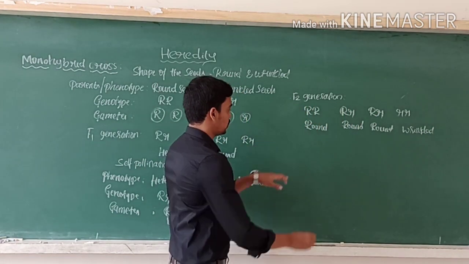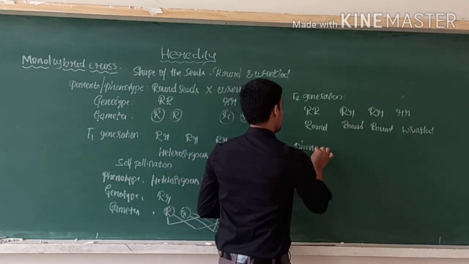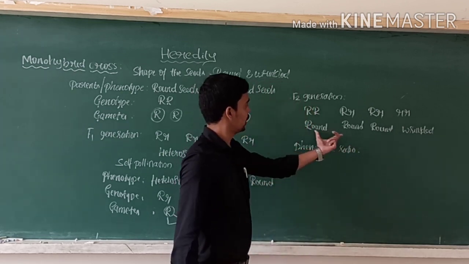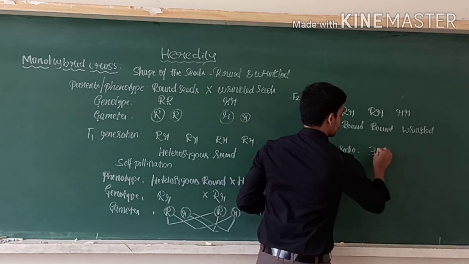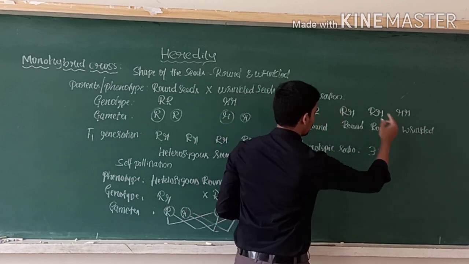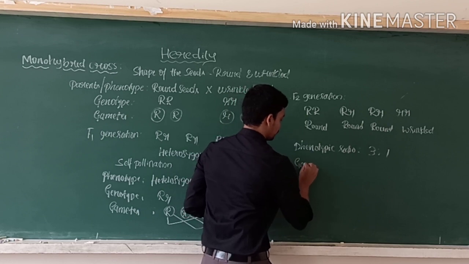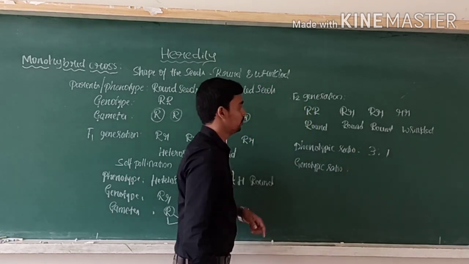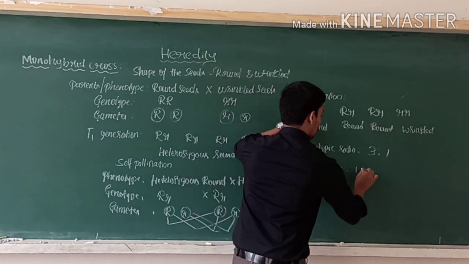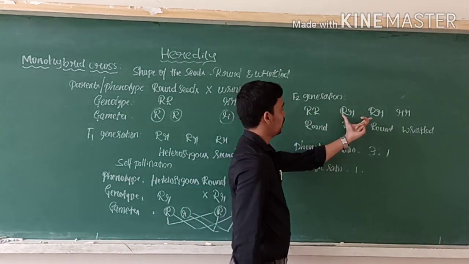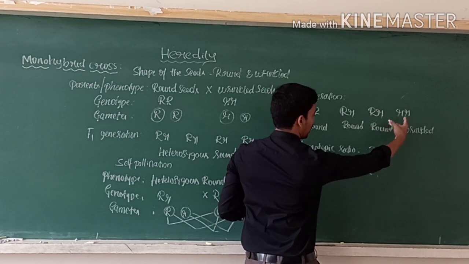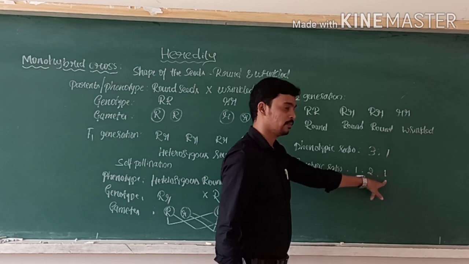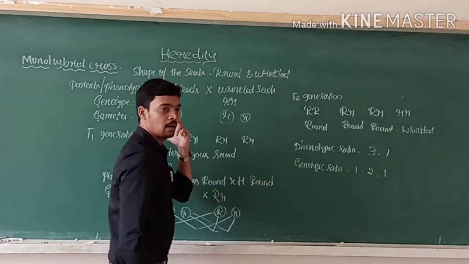Next, phenotypic ratio. Phenotypic ratio is 3 round, 1 wrinkled. 3:1. 3 round and 1 wrinkled. And next, genotypic ratio. Here 1 is homozygous round and 2 are heterozygous round and 1 is homozygous wrinkled. So 1:2:1. This is the genotypic ratio of the monohybrid cross.